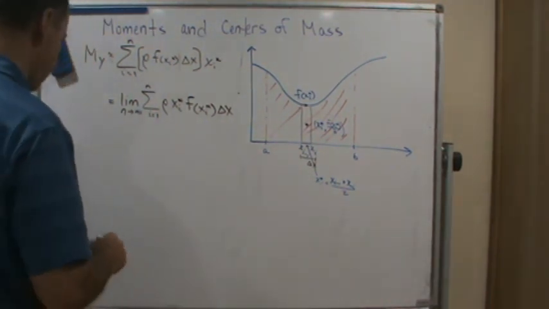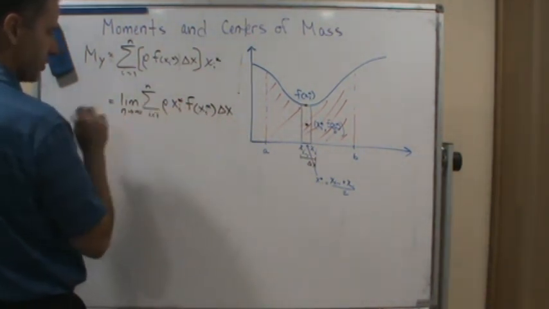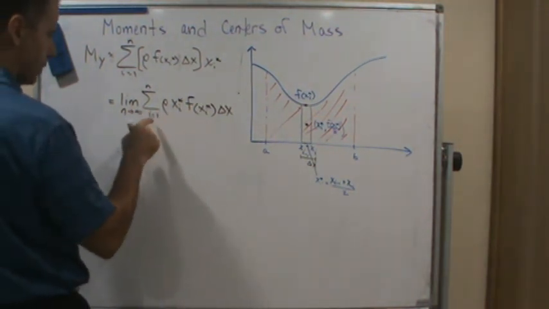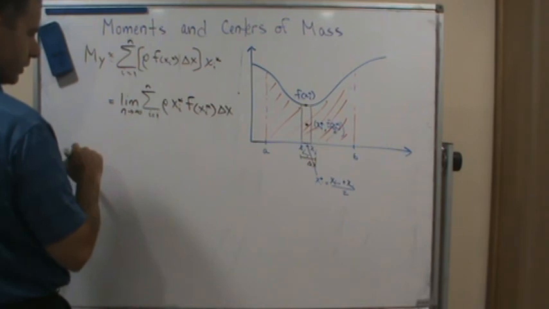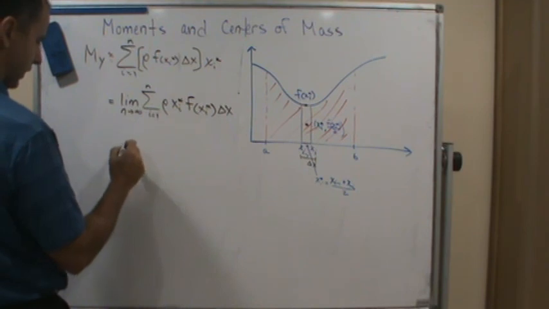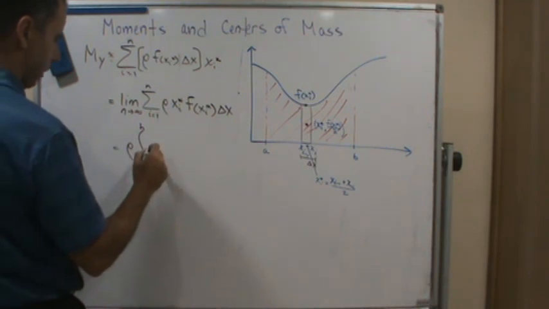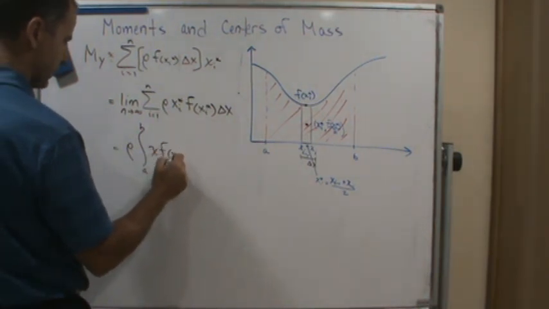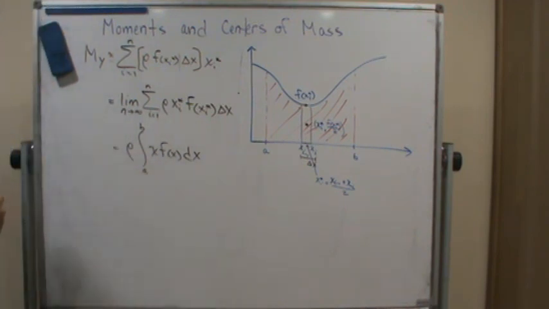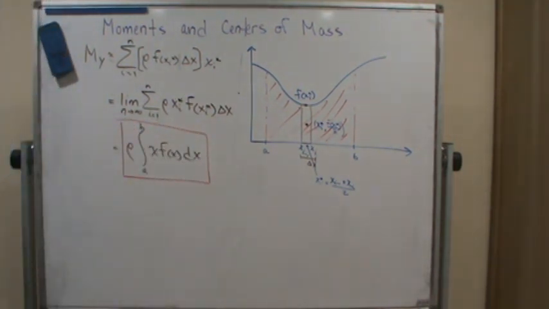And what does the limit do? Well, this is going to change to an integral, dx. The x sub i stars are just going to become x. And then of course the constant we're going to pull out. So this is actually equal to rho times the integral from a to b of x times f of x dx. And that's our moment of the system with respect to the y-axis. And so there are the three pieces. So basically now we're done.